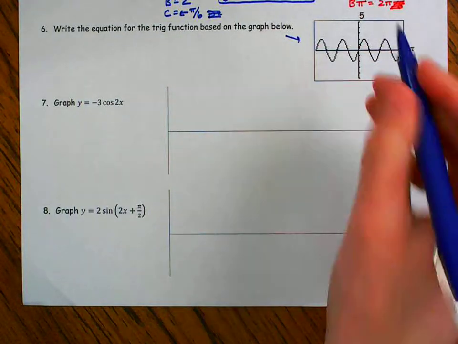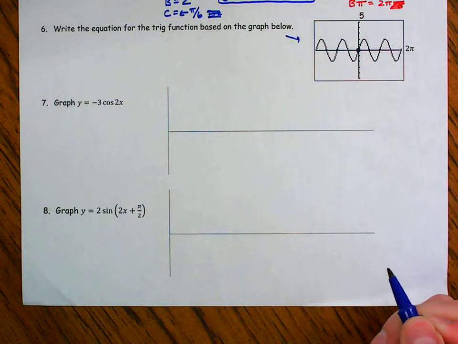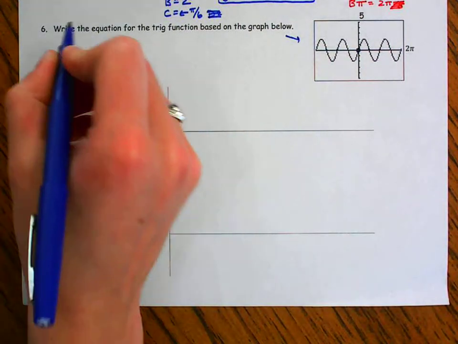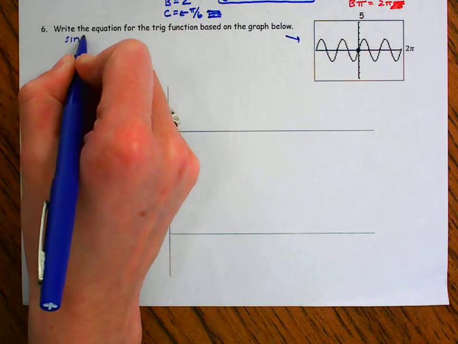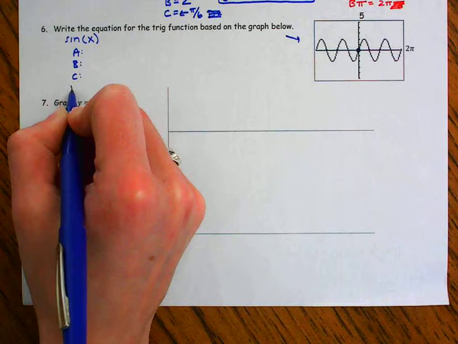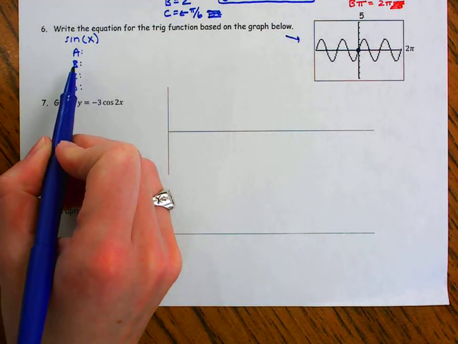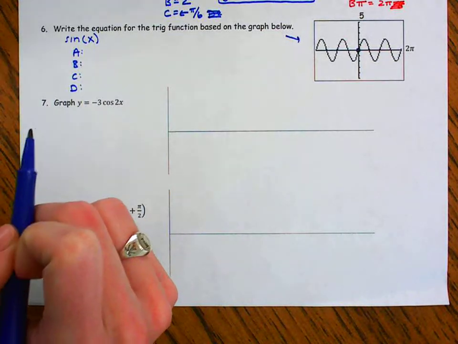It doesn't ask us to write it specifically in terms of sine or cosine. We get to pick. I noticed that right at 0, 0, it's crossing through the middle, so I think the best thing to do is do this in terms of sine. A, B, C, and D. Now remember, B is not the length of a cycle. It's how many cycles there are in 2 pi. Okay, so let's start with A.